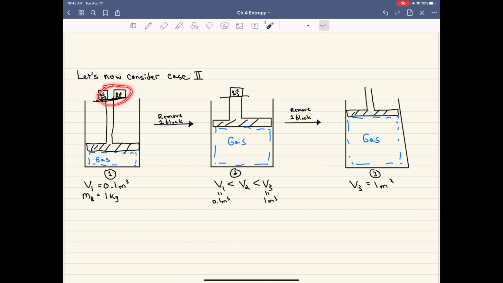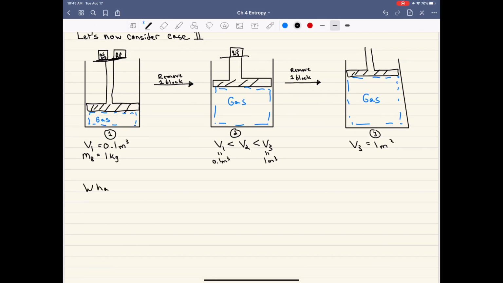Okay? And so now that we have the second case in which we broke up our block into 2 equal masses, what we want to do is calculate the total amount of work exerted by the system as the gas expands from state 1 to 2 and then from state 2 to 3. And then we also want to compare it to the backwards case, where we go from state 3 to state 2 and then back to state 1.